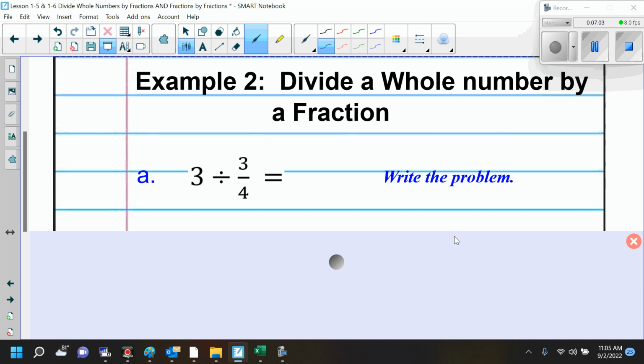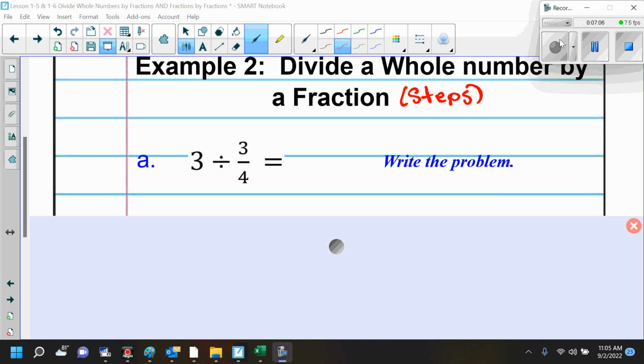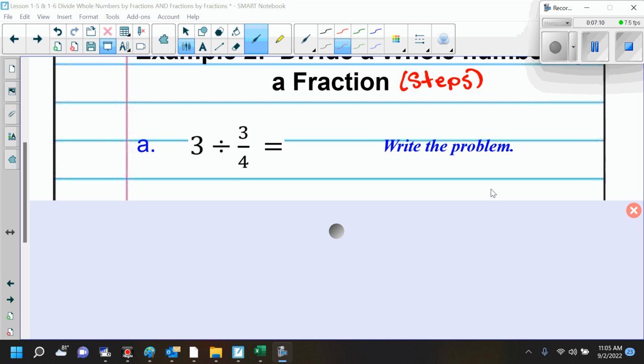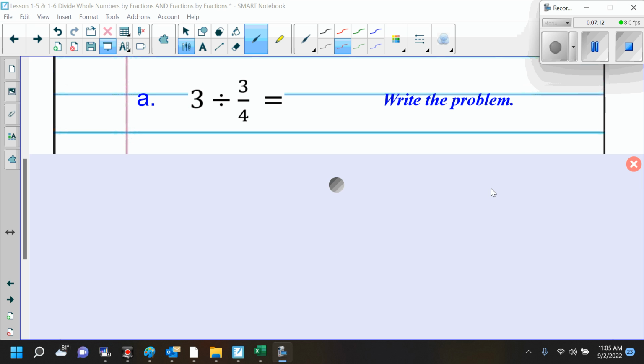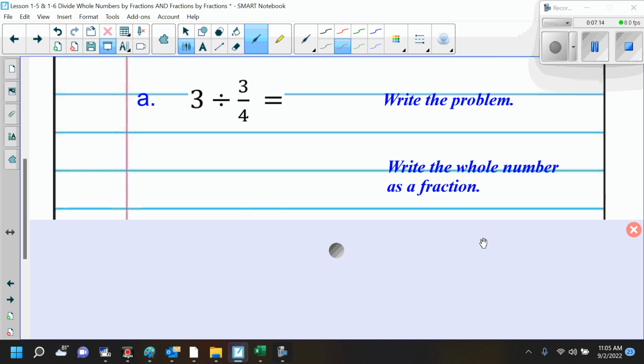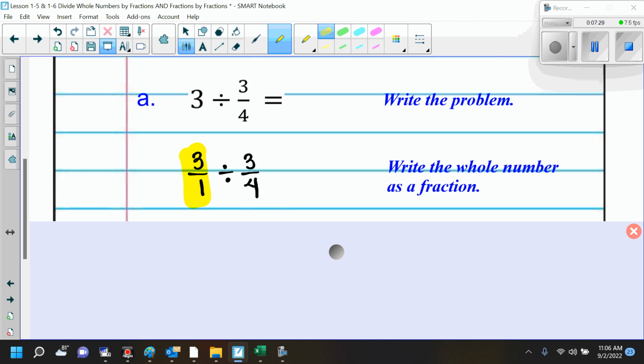Okay? First step is to write the problem. Always write your original problem. Okay? All right. So the next thing we're going to do is write the whole number as a fraction. So we're going to write 3 over 1 divided by 3/4. So this is what we did. We just write the whole number as a fraction. Okay? Make sure you write down your steps on the side.